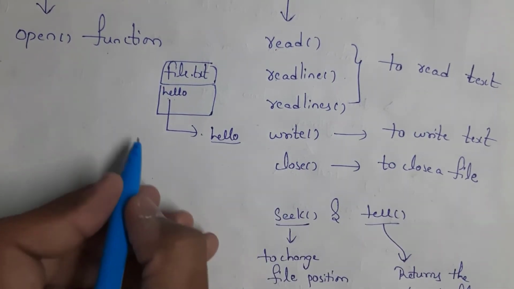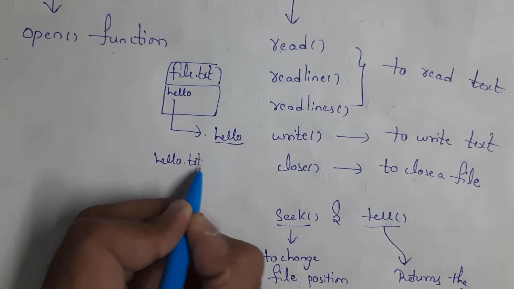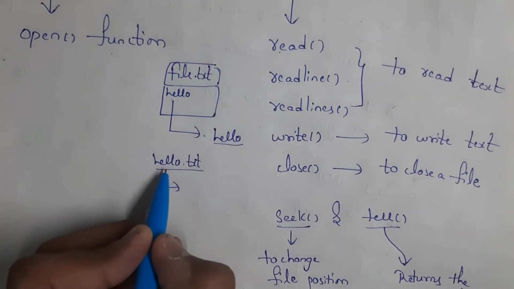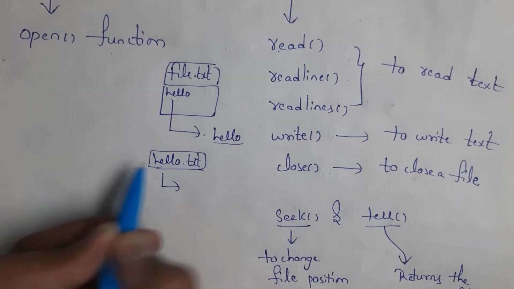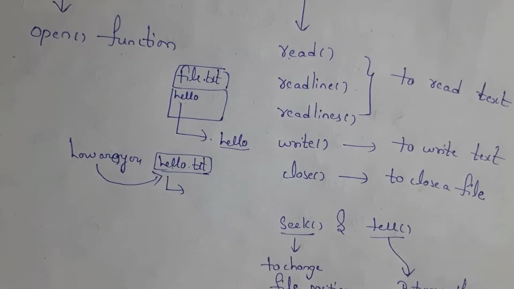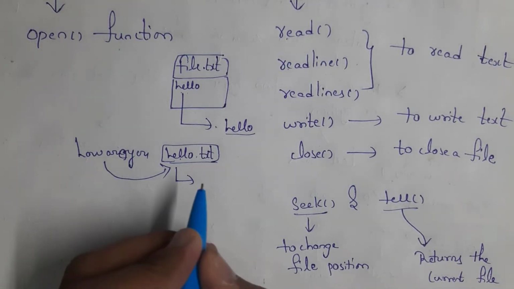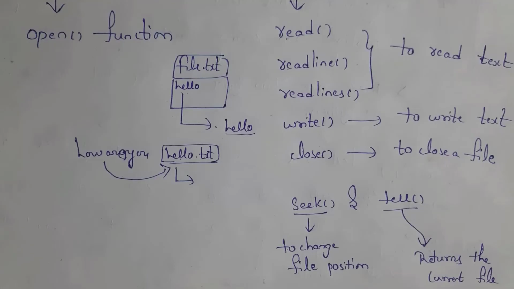By using the write method, we can write text. For example, there is a text file. The text file name is hello.txt. This is the text file. Now I want to add text, how are you, into this file hello.txt. In order to add text into this file, you need to use the write method. In order to add any text into your file, you need to use the write method.